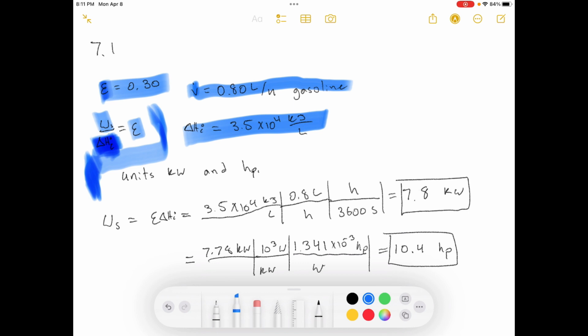Okay, so 30% times how much energy is released from the chemical reaction gets turned into useful work in this engine. So we just multiply 0.3. Big, long explanation for a very simple problem, but I just wanted to help you grasp some of the stuff that you'd be using here. Anyway, then the rest of this is just unit conversions. 3.5 times 10 to the 4.